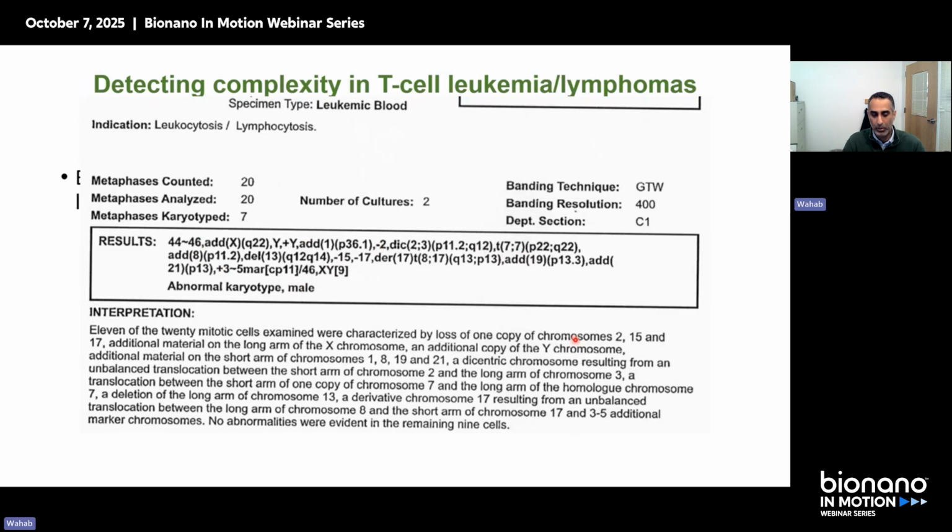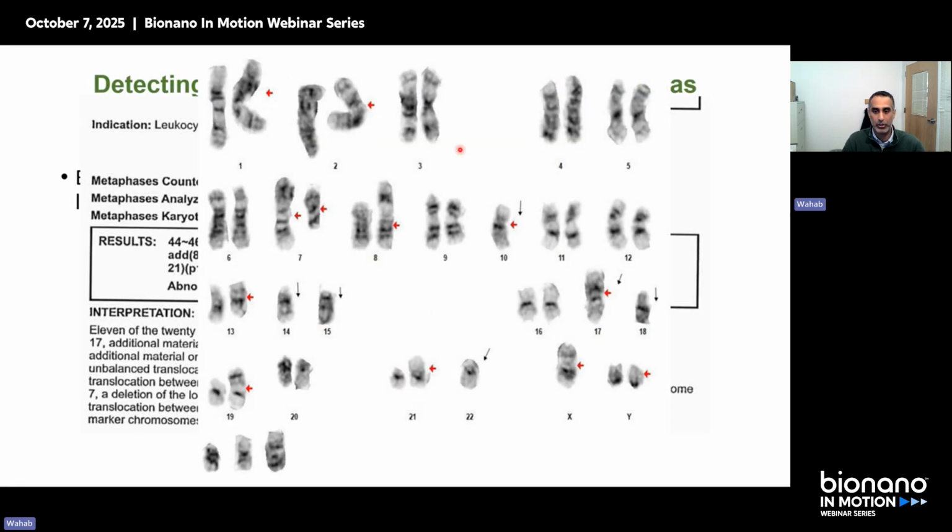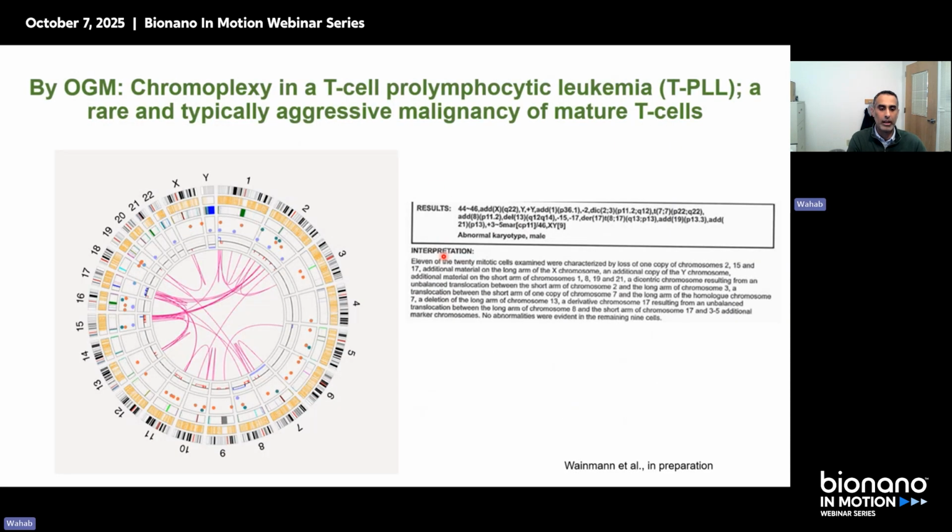So outside of it just being highly rearranged, we couldn't really say much with respect to what's happening here. We did take this fresh frozen tissue out, and this shows you the G banding output on the chromosome bands, which shows you almost every chromosome has a rearranged morphology. In keeping with that, we were able to successfully map this, and it demonstrated this complexity here on the left panel of the circos plot.